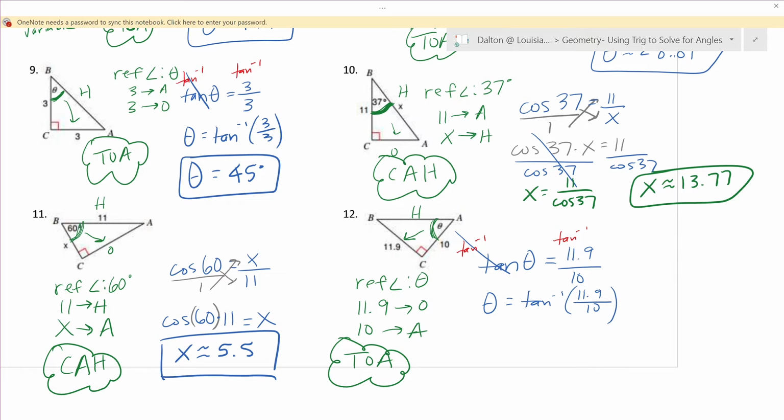Second tangent, 11.9 divided by 10. And you should get that theta is approximately 49.96 degrees. So this is how you use trig to solve for angles and sides. I mixed up the problems to kind of catch you off guard, but notice the steps are pretty much the same in terms of writing out all your information and figuring out should you use sine, cosine, or tangent. If you're solving for a side, that's where you cross multiply. If you're solving for an angle, that's where you do the second inverse buttons.